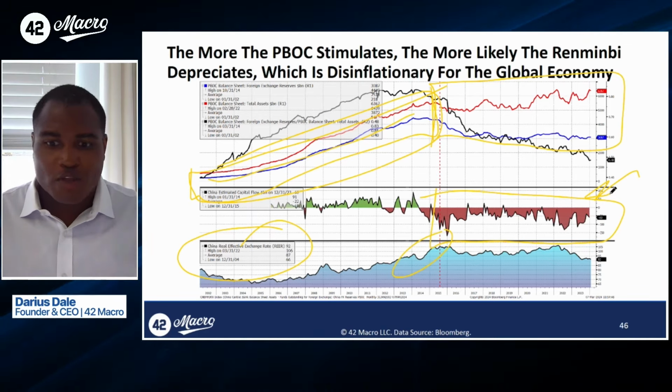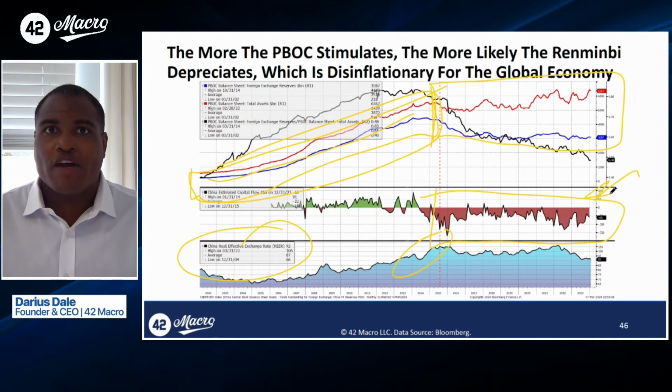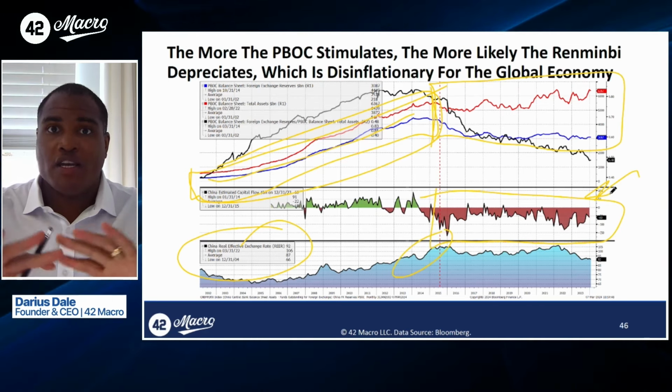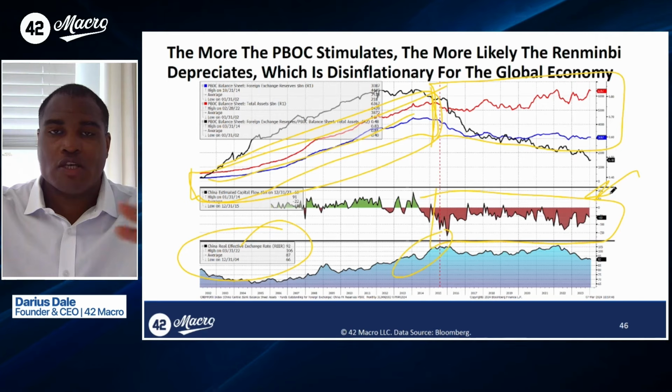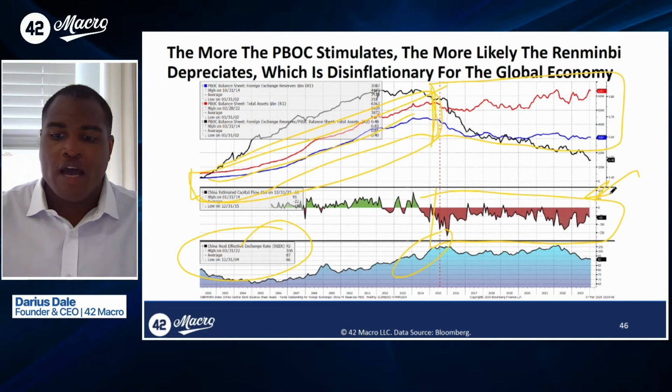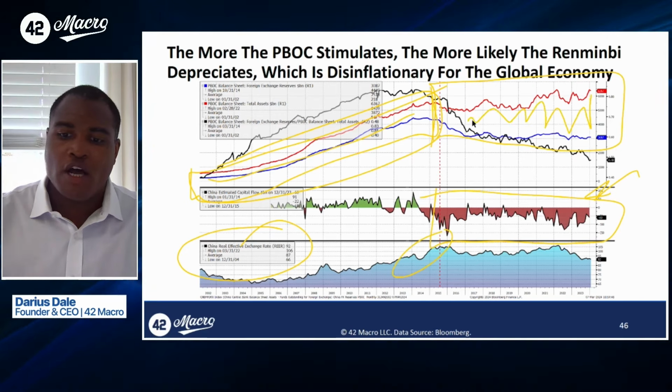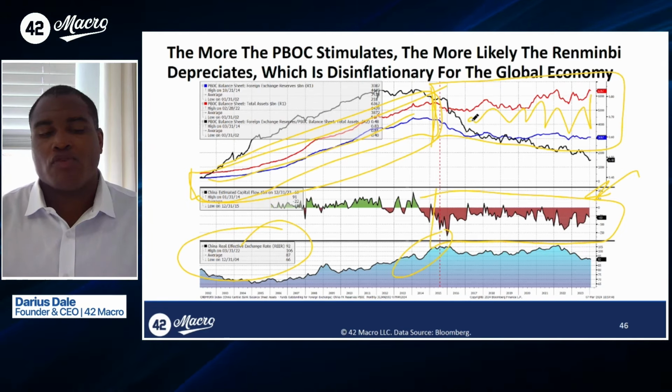The smart money in China understands what's going on here, and they're leaving their money in U.S. dollars and or in other foreign currencies abroad. That's what we're seeing exactly here, and that's why we've seen such a rift emerge in the PBOC's balance sheet relative to the foreign exchange reserves on the PBOC's balance sheet.